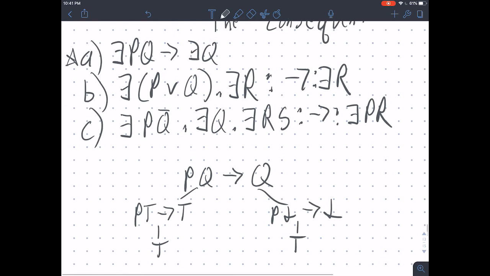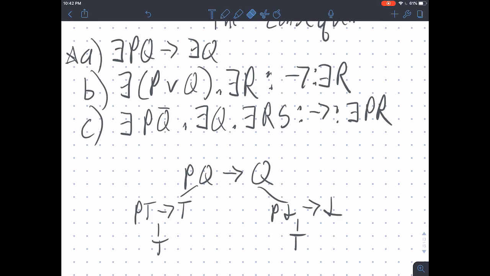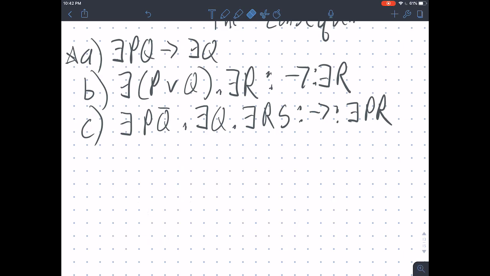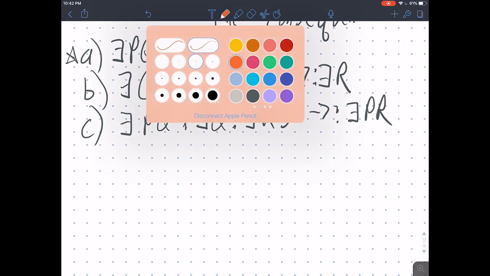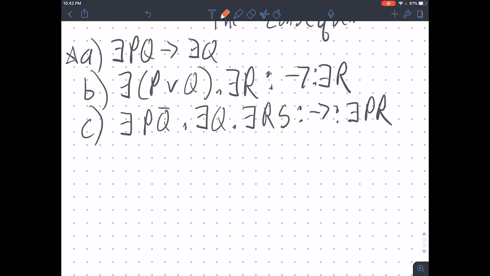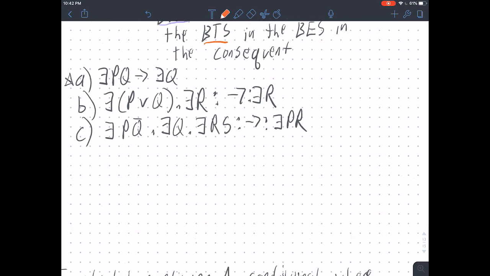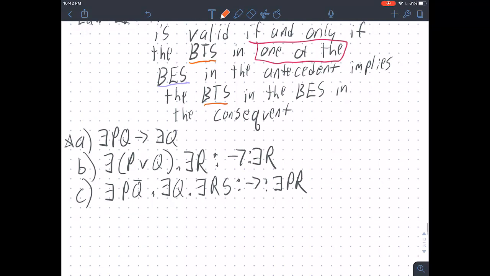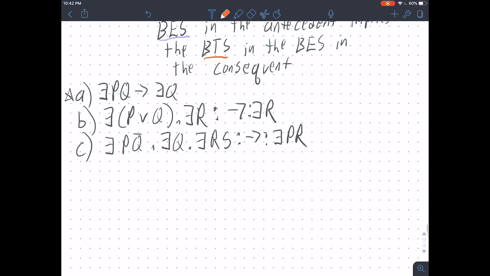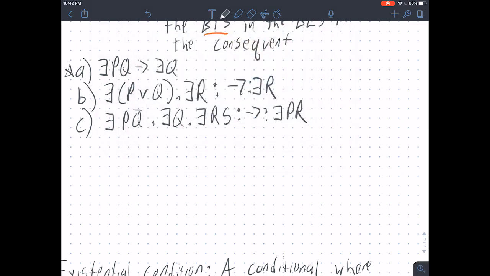Right, so A is valid, and that's all we need to do for A. B is a little more tricky because we have this conjunction of two Boolean existence schemata in the antecedent, and so we have to test each of them individually. Remember, in existential conditionals, the antecedent is either going to be a single Boolean existence schema or a conjunction of Boolean existence schemata. And what that means is that for B, we need to do two different truth value analyses.